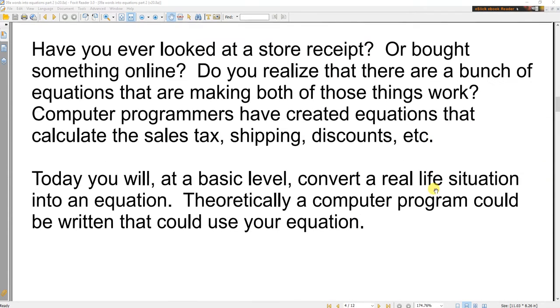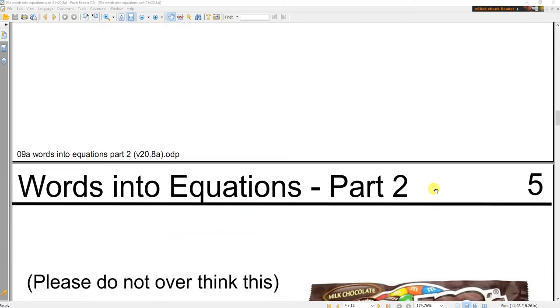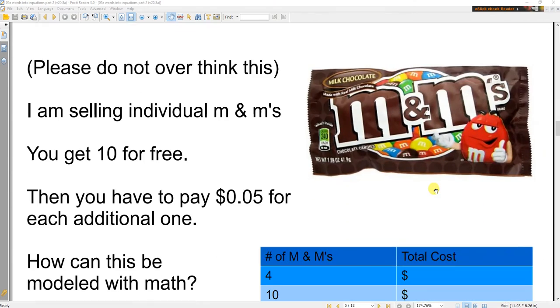Have you ever looked at a store receipt? This is the same stuff I said yesterday. So we're going to look at how to create equations based off of a real-life situation. Please do not overthink this.